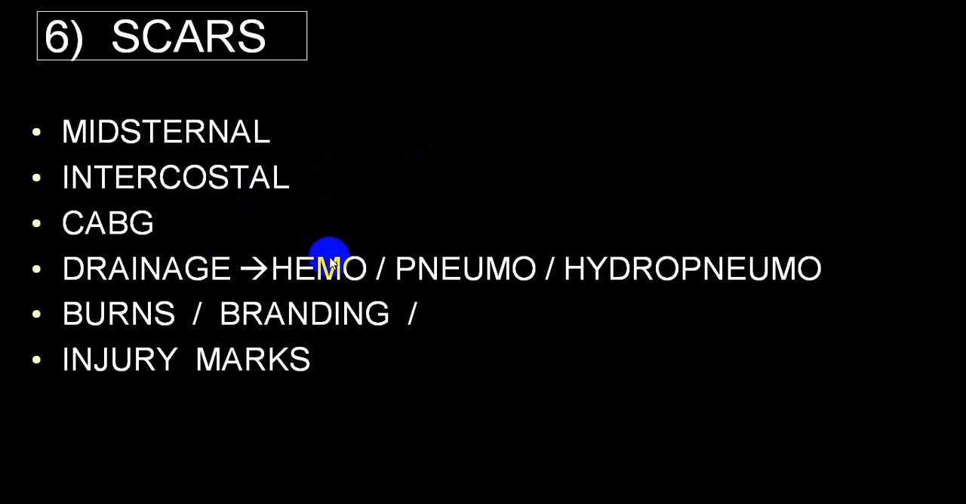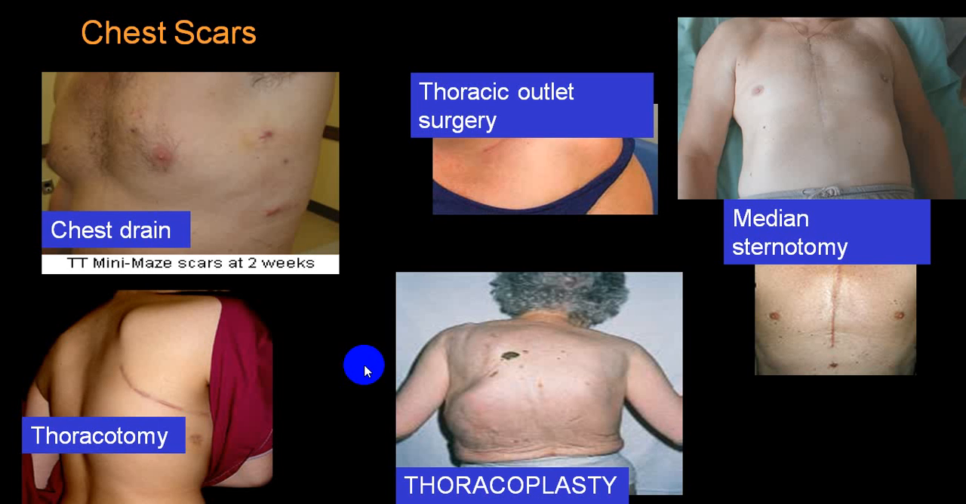A drainage scar can be seen secondary to drainage done for hemothorax, pneumothorax, or hydropneumothorax. You can have a burn scar over the chest, quite common, and very rarely you can see a branding scar for chest pain, which is usually done in illiterate people and backward class people. Injury scar may be very common again because of stab wound injury, bullet injury, etc. So look at all those scars and mention in detail regarding the scar.